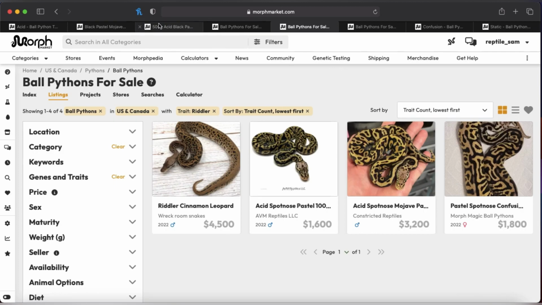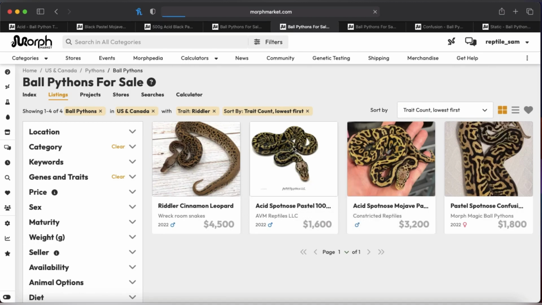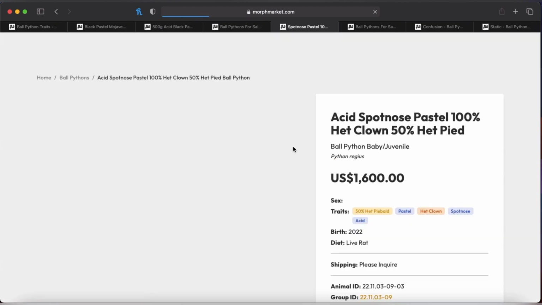Okay, this one is really cool. So you guys saw my buddy that I had out today, my pastel spot nose 100% het clown. And these snakes are acid spot nose pastel, and this guy also has het clown. So I'm going to click on this guy because you saw my snake today. I have a pastel spot nose out and you saw what he looked like. And this snake right here is the same snake but with acid. And it makes the snake over $1,000 more expensive than I paid for Achilles.